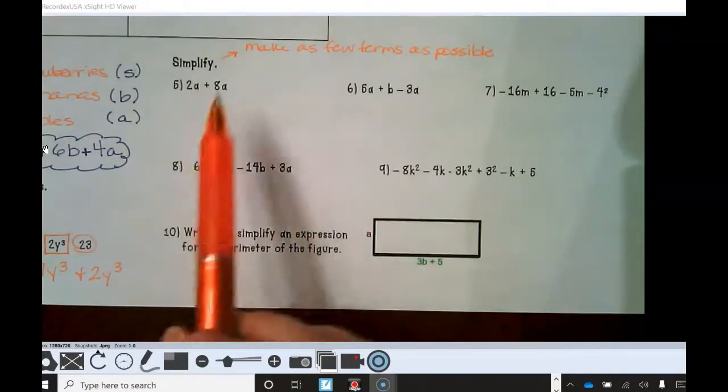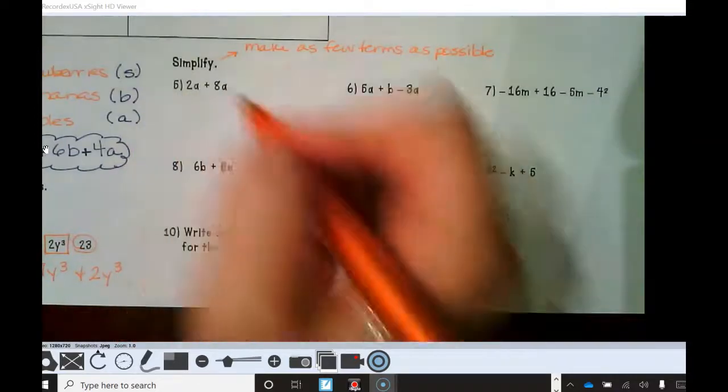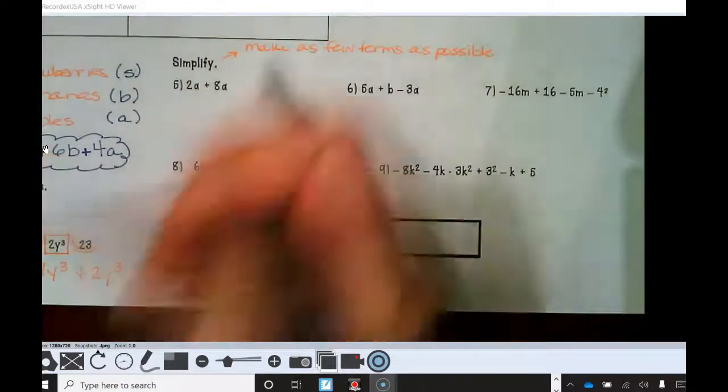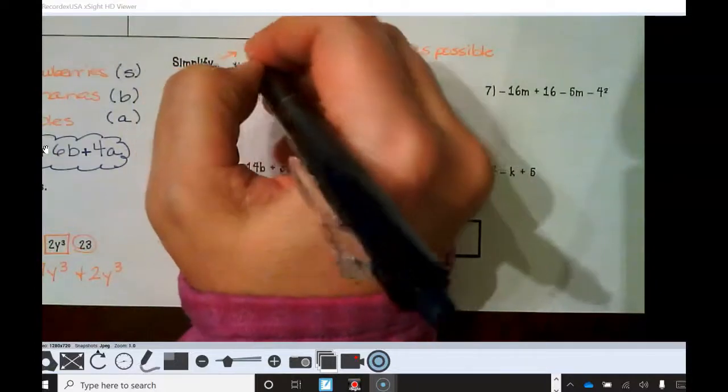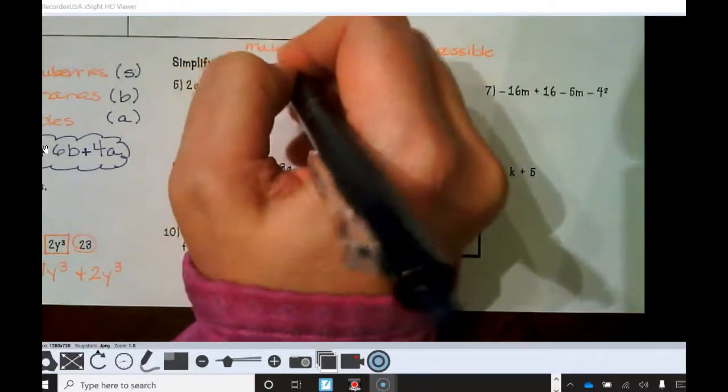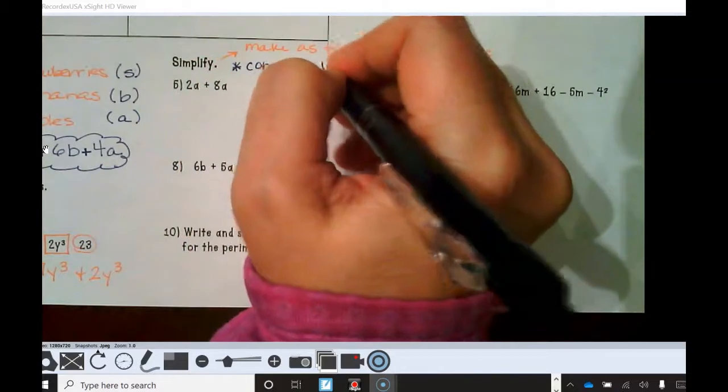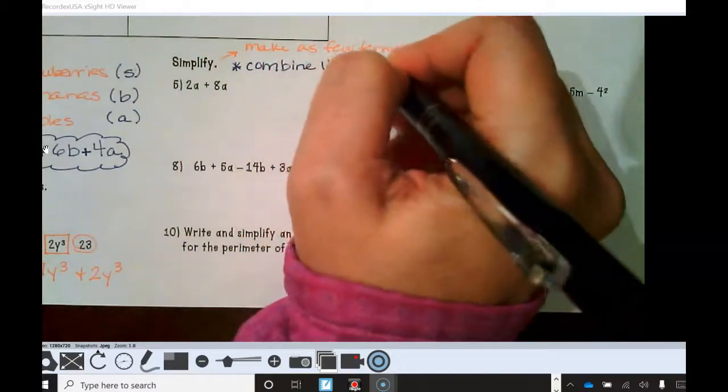All right, so we're looking for like terms. That's the key, guys. We're going to combine like terms.